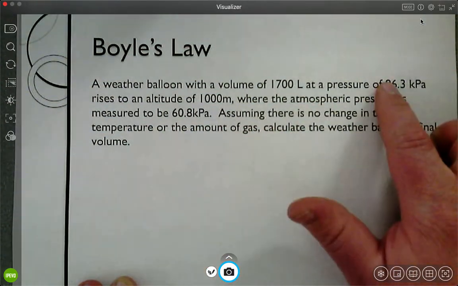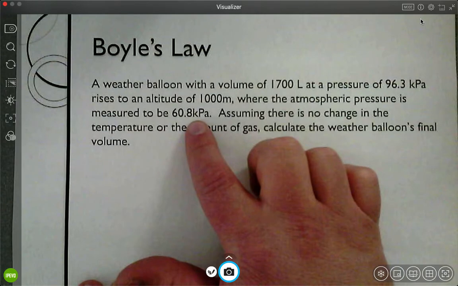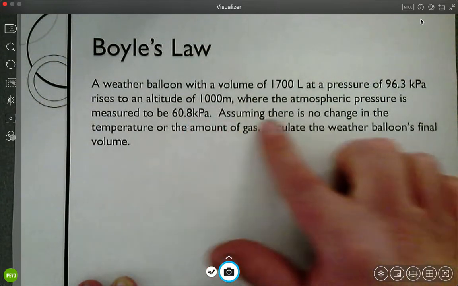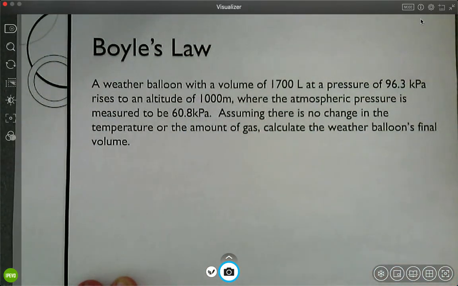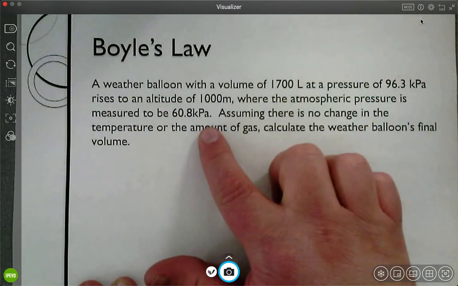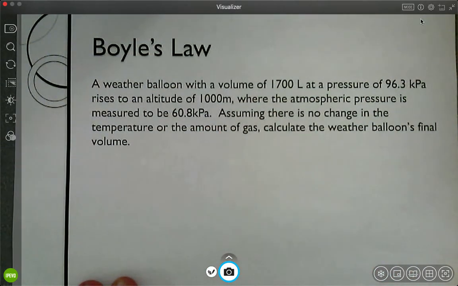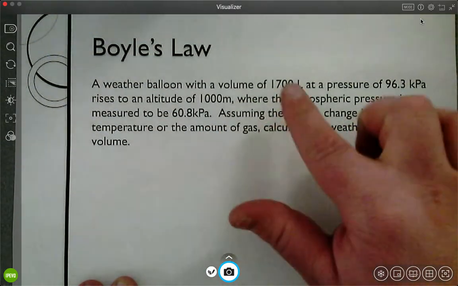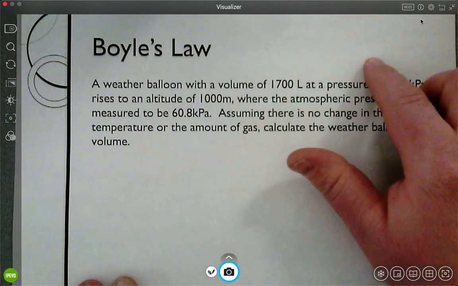So the pressure is decreasing up there. It's a smaller pressure. Assuming there's no change to the temperature or the amount of gas in the balloon, calculate the weather balloon's final volume. Since the pressure is decreasing, Boyle's law says that they're inversely proportional. This volume should increase.